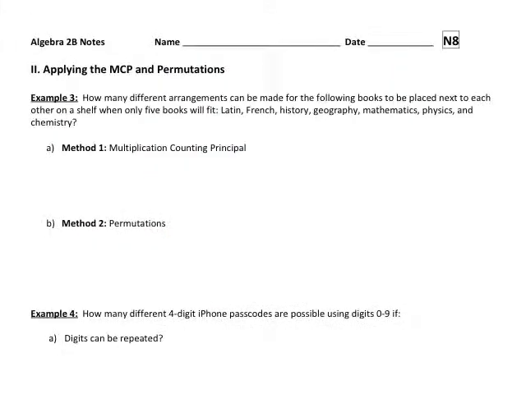In example number 3, it says how many different arrangements can be made for the following books to be placed next to each other on a shelf when only 5 books will fit on that shelf. I want to point out that the word arrangements really does indicate that we want to use permutations. Whenever you see the word arrangements, that's going to give you a clue that permutations are going to be needed. So every problem probably won't have the word arrangements, but in this case we can see that it does.